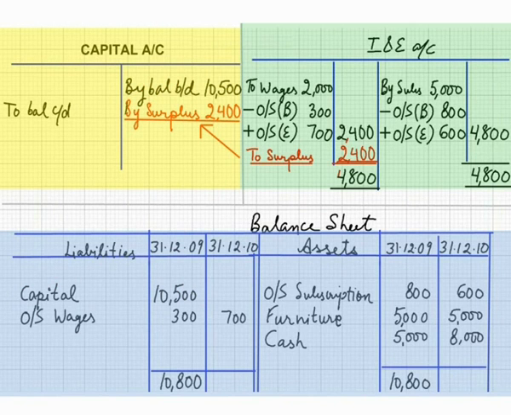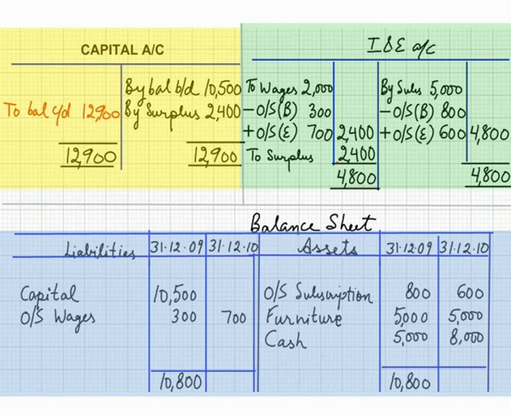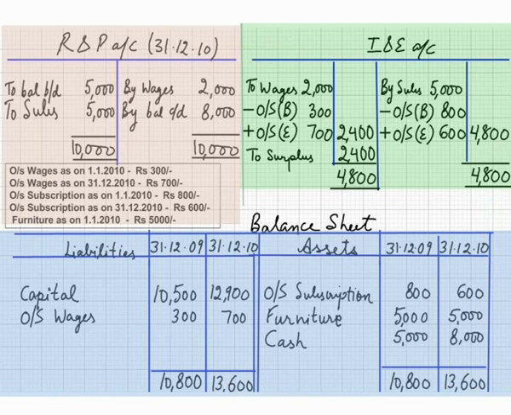By surplus 2,400 rupees. Total 12,900 rupees. On the debit side, to balance c/d should be 12,900 rupees. And this figure will be taken to the balance sheet, 12,900 rupees. Now let's make totals. The total is 13,600, 13,600. It means both sides agree. It means the question is okay.